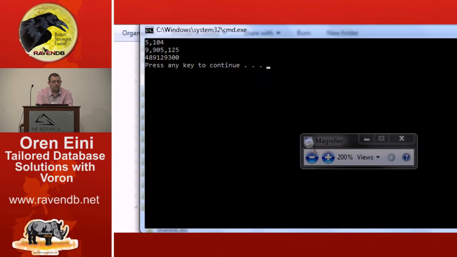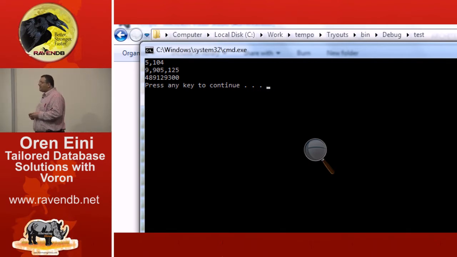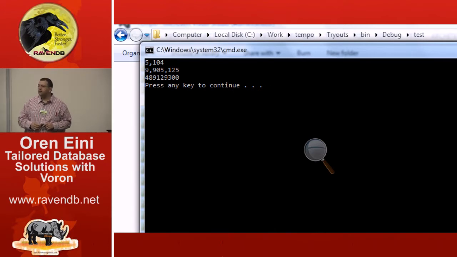Oh, wait. So this is the worst case scenario for reads. Why is that? It's the worst case scenario for reads because we started from a cold boot. We just started the application. There is no caching involved. There is nothing else. But in just over 5 seconds, we're able to read close to 10 million records and do something with that.